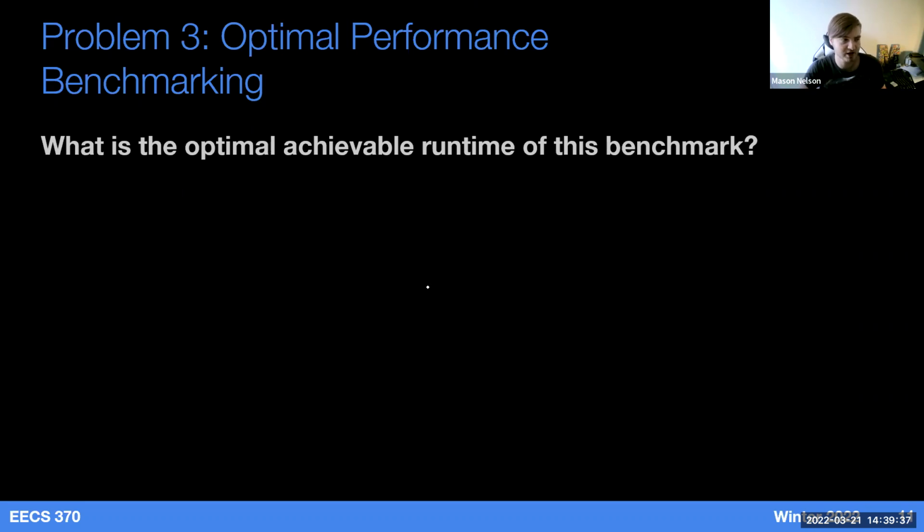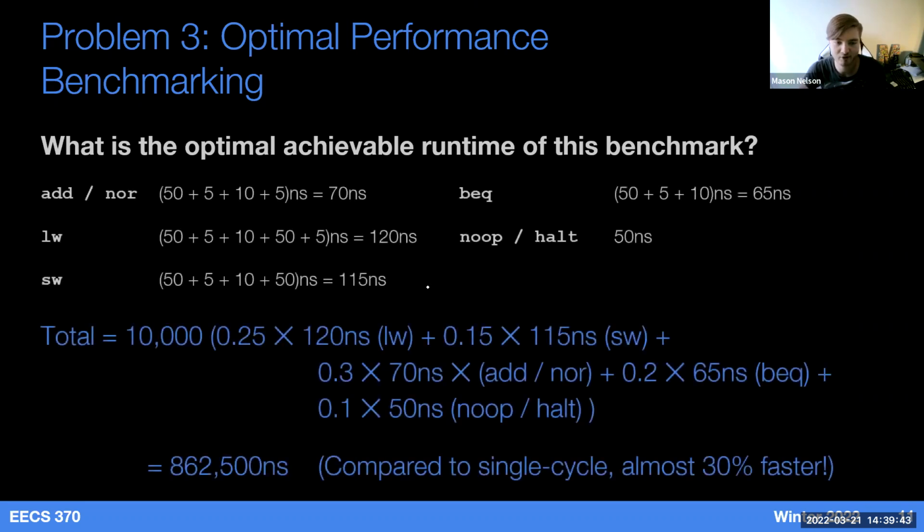And so in order to do that math, we do have to calculate the propagation delay for each individual instruction. So remember for LW, that was 120 nanoseconds. And so for add NOR, we're going to add up our components. So we have reading instruction memory, then reading a register file, which is going to happen in all of these instructions besides NOP and HALT. And then we had our ALU calculation, which happens, again, in all these instructions. And then from there, it kind of branches off. For add NOR, we wrote to the register file. For LW, we had to read memory and then write to the register file. For SW, we just wrote to memory. And then for BEQ, we, I guess, just updated the PC, which should take zero time.